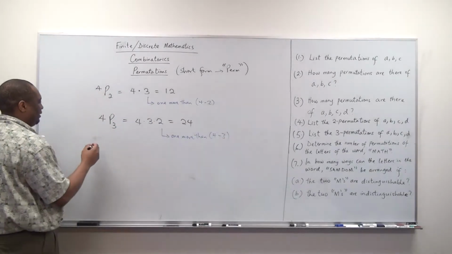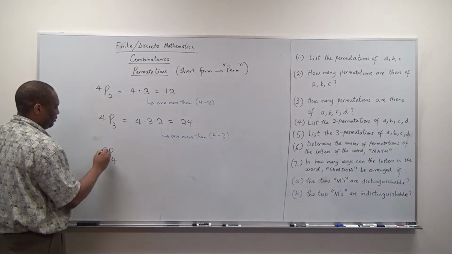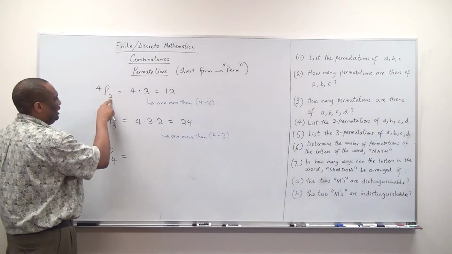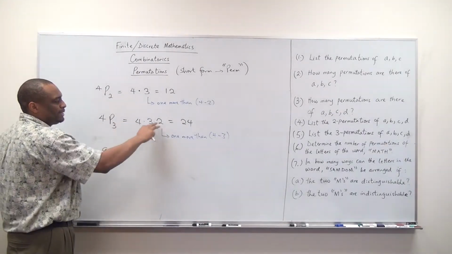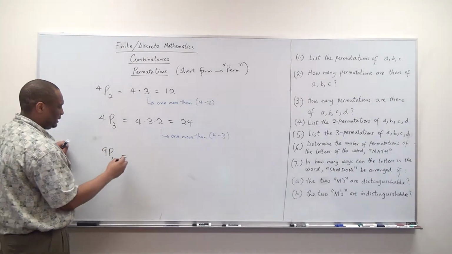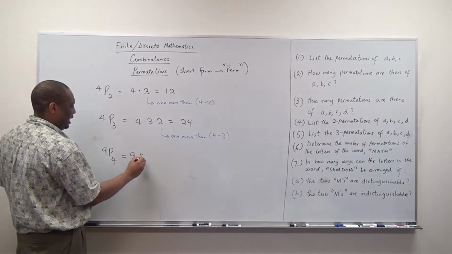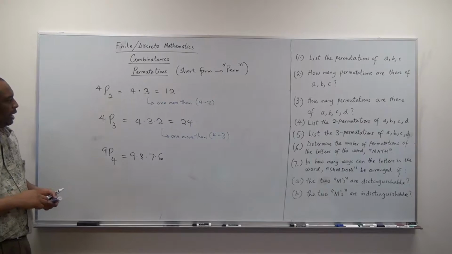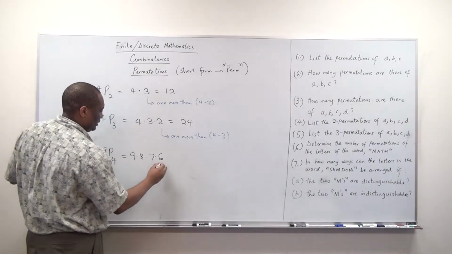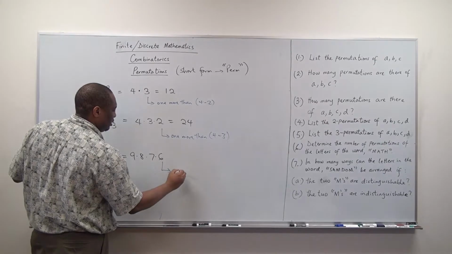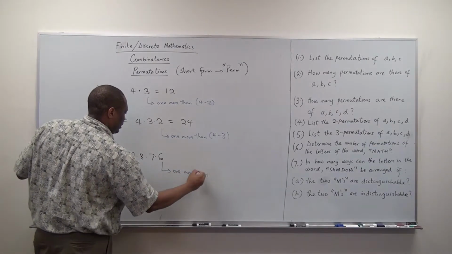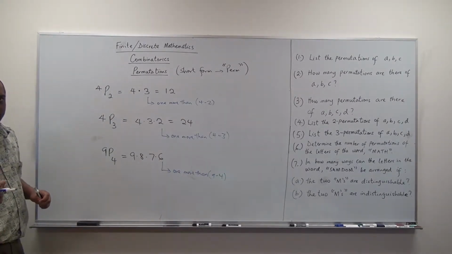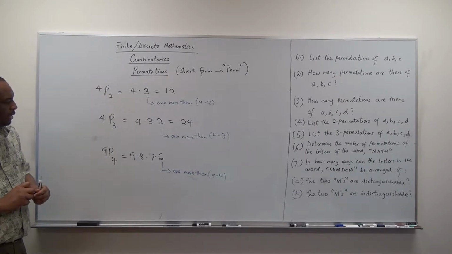So let's see, if we have 9P4, where do you think we will stop? Here 2 spaces, 3 spaces, so 4 will be 4 spaces. We have 9 times 8 times 7 times 6. And we notice that this last one, 6, is 1 more than 9 minus 4.